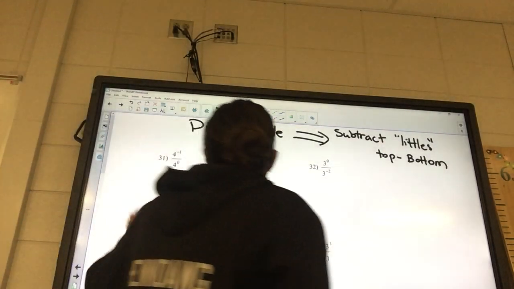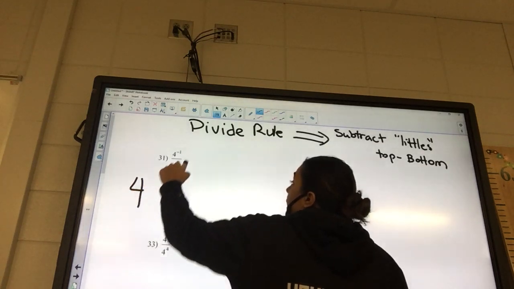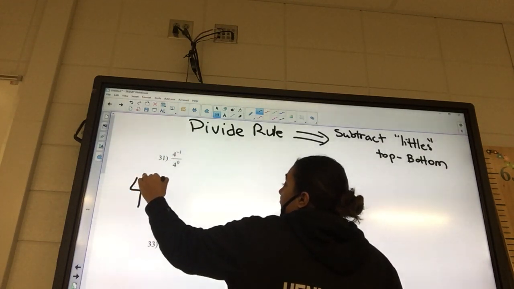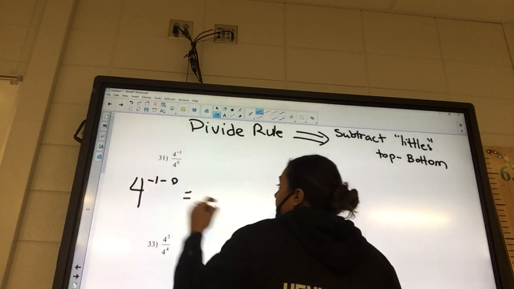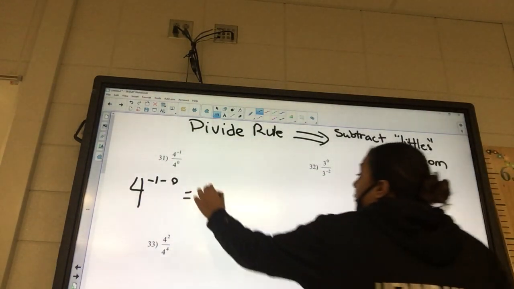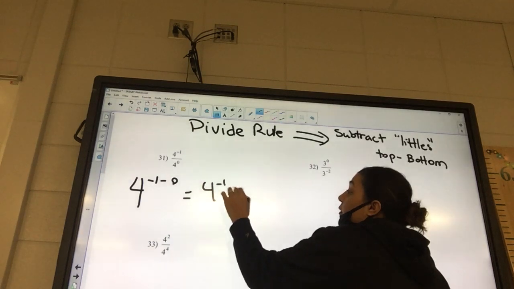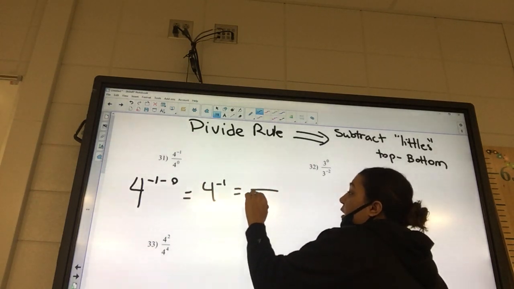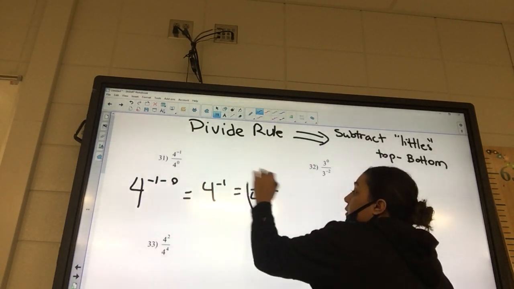So, we're going to have 4 to the, and we say top minus bottom, so -1 minus 0. Okay, so you're going to have 4 to the -1. Okay, we got to move that negative, so 4 to the 1 and a 1 goes on top.